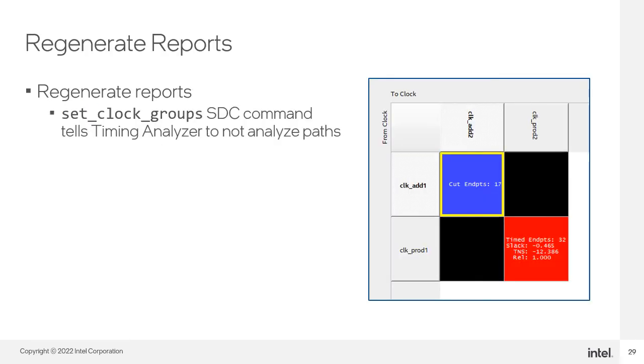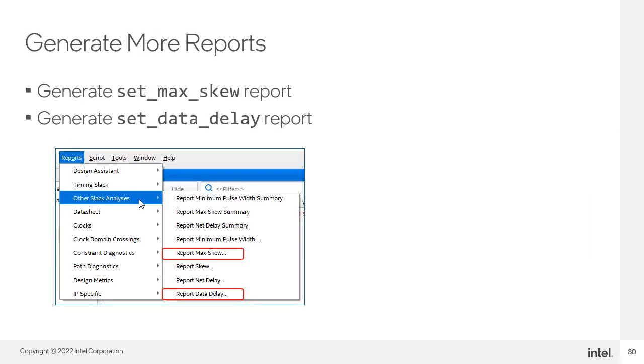Regenerate the reports after the constraints have been entered. The CDC viewer will now show the square to be blue, indicating that the paths were cut with the setClockGroups constraint and not colored gray because of the setFalsePath constraint. You will also need to generate reports to show that the max skew and data delay constraints pass timing. This is done by going to the Reports pull-down menu in Timing Analyzer, selecting Other Slack Analyses, and then choosing Report Max Skew and Report Data Delay. You can go through those reports to ensure the constraints pass timing.